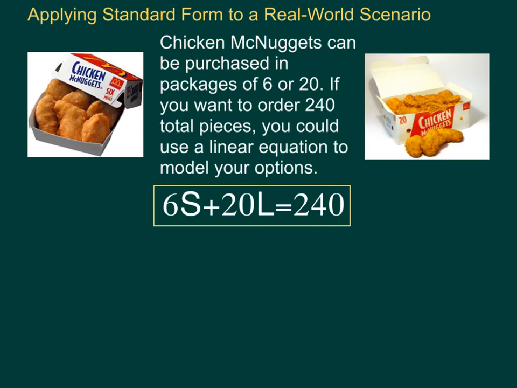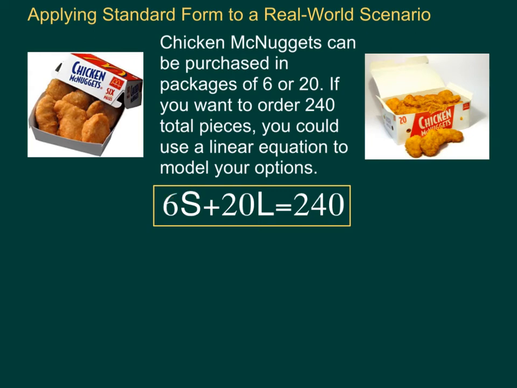All right, so let's take a look at a really important real-world scenario, buying Chicken McNuggets. We have two options. We can purchase Chicken McNuggets in packages of 6 or in packages of 20. Now, let's say we want to order 240 total pieces of chicken. We could actually use a linear equation to model our options because we have different ways we could do it. This linear equation, 6s plus 20l equals 240, is what we would need.